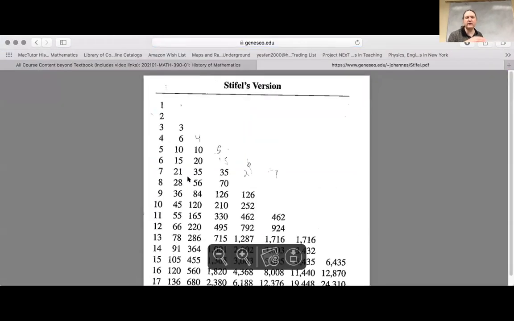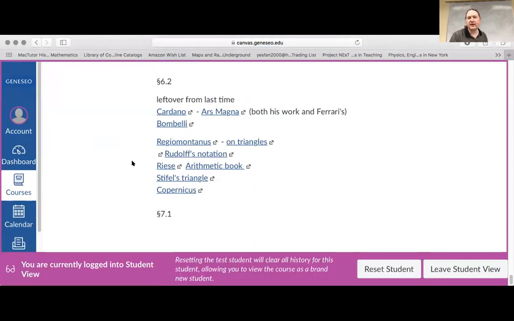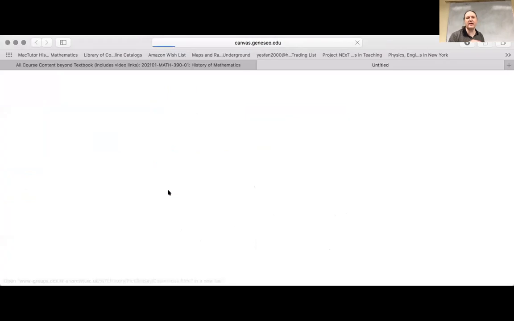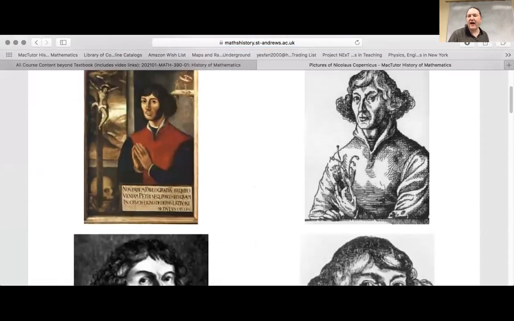Here's Stifel's version of the arithmetic triangle, which you look at and say, yeah, we've seen enough versions of that so far. You might think, wow, there's a lot missing, but a lot missing was just repetition. So I think Stifel didn't feel it was necessary to write all that down. And in case you wanted to see Copernicus, at some point you should know what Copernicus looks like. Yes, this is what Copernicus looks like.